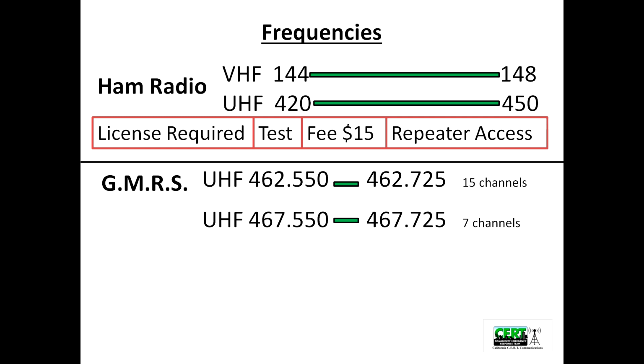The next thing we're going to talk about is GMRS. With GMRS, you have a lot fewer frequencies to choose from, and they're preset channels. You can't just pick a frequency out of thin air and say, let's go meet here. With GMRS, there's preset channels, but they range from 462.550 all the way to 462.725. Then the other set is 467.550 to 467.725. So whoever's programming your radios for your group, you guys need to come up with some sort of a plan and figure out how you're going to implement these frequencies.